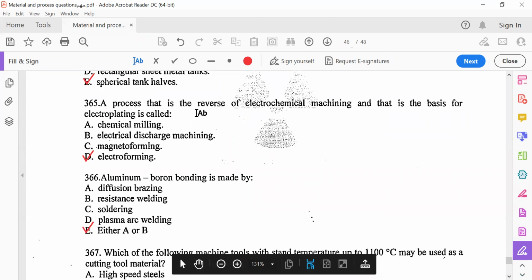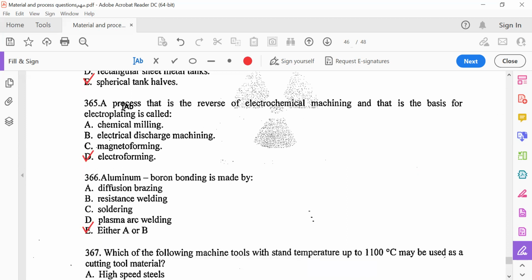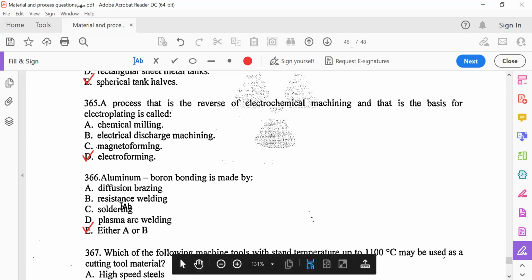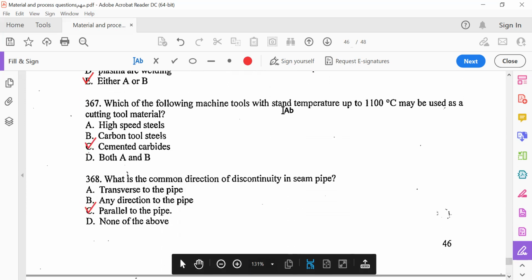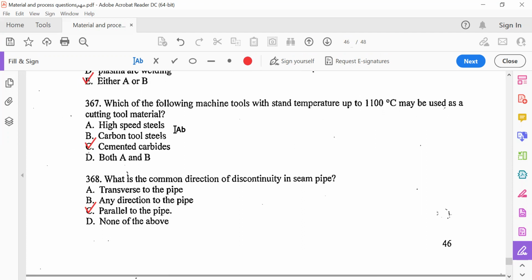A process that is the reverse of electrochemical machining and that is the basis of electroplating is called electroforming. Aluminium boron bonding is made by diffusion bonding, resistance welding, A and B. Which of the following machine tools will stand the temperature of 1100 degrees centigrade used as a cutting tool material? Cemented carbides.